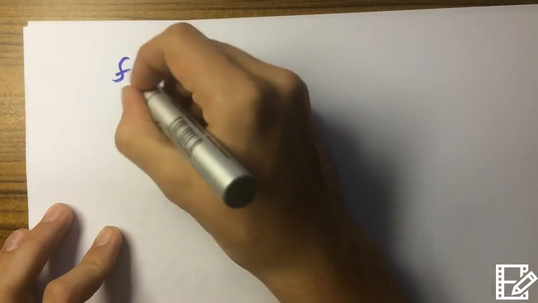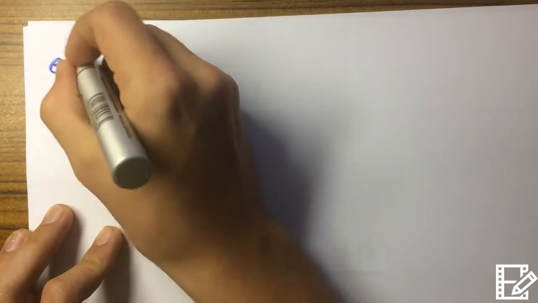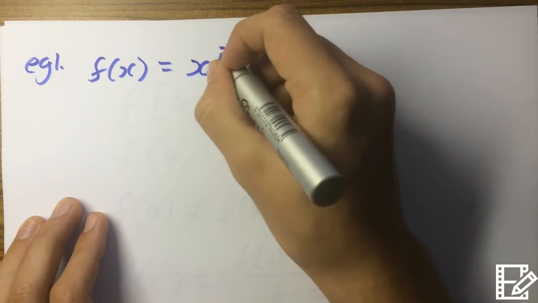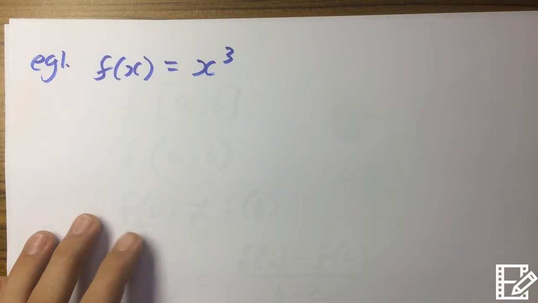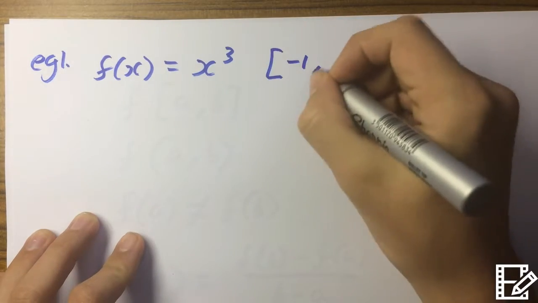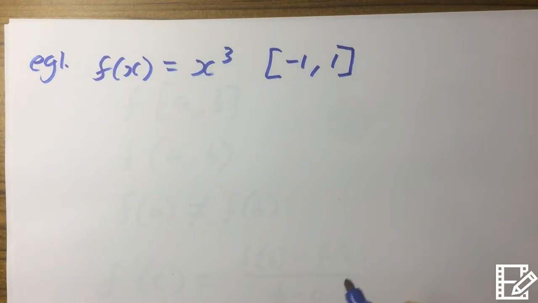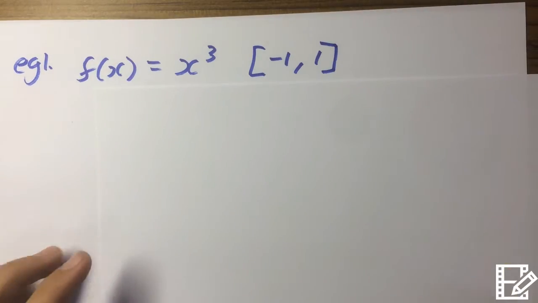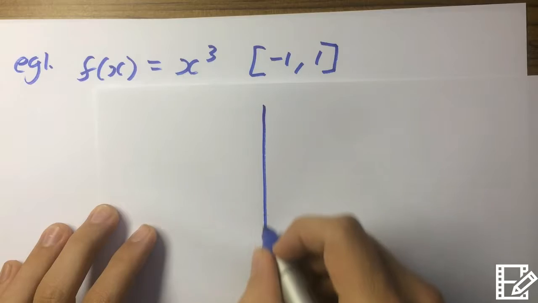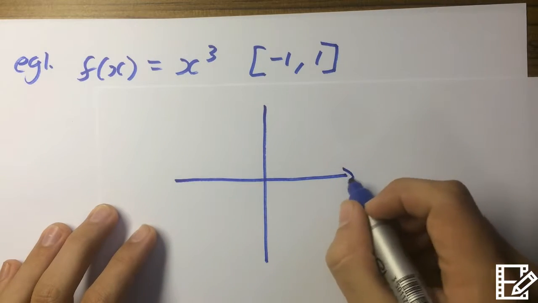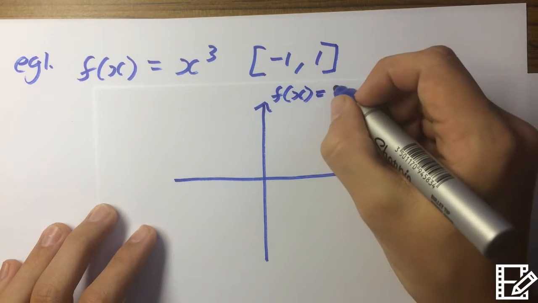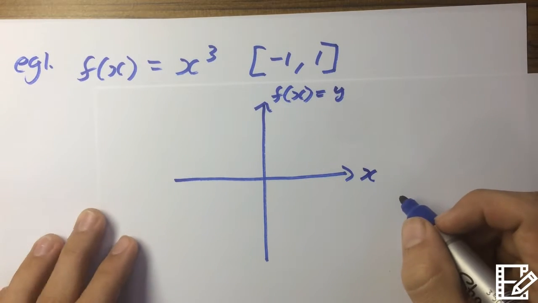So the function, just the example one, the function we're doing in this video is just going to be x to the power of 3, or x cubed, within the domain of -1 and 1. So what does this function look like? Well, it's actually pretty easy, not very troublesome. So that's our function, function of x, which equals y, and this is our x.